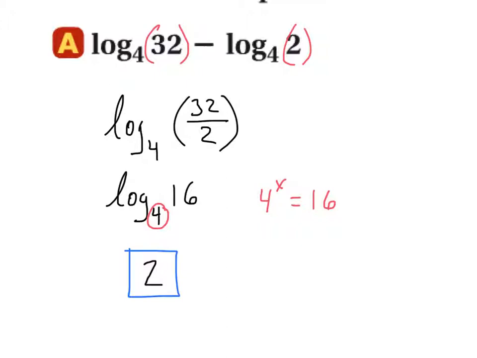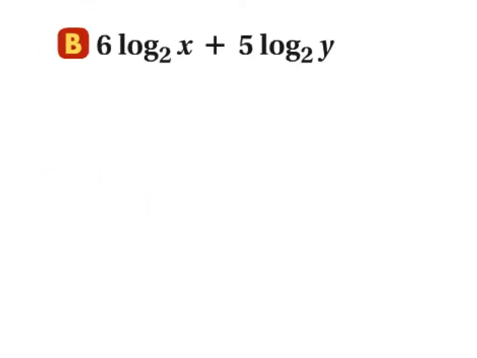Let's try another one. Let's look over here at example B. Example B looks like there's a lot going on in this one. But the first thing you should be worried about are the coefficients. We cannot combine the addition until we've taken care of the coefficients. Because our rules at the top of the page are for when the coefficient is a 1. When there's one logarithm, not 6 logarithms. So we've got to take care of those coefficients first.